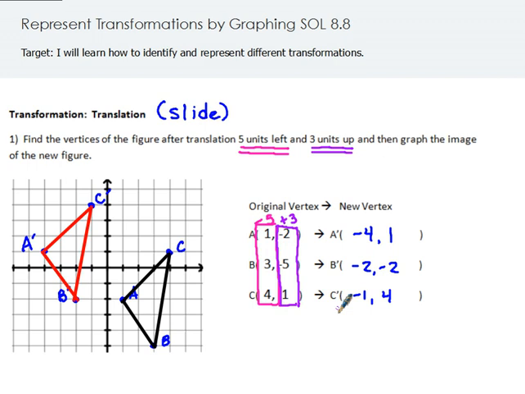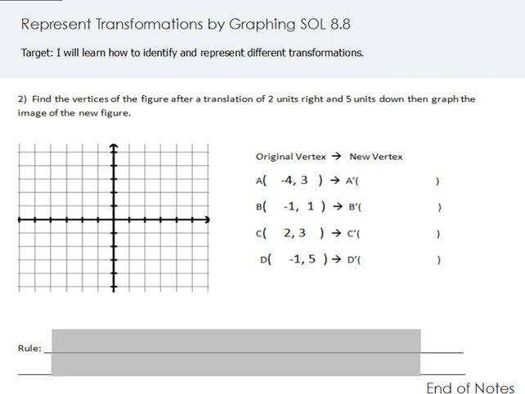Take a look at number 2. Same idea. They want us to find the new vertices with a translation of 2 units right, 5 units down, and then graph the new image. So show me the original. We're going to go 4 to the left and 3 up for my original A. My B is 1 to the left, 1 up. C will be 2 to the right, 3 up. And D is going to be 1 to the left and 5 up.